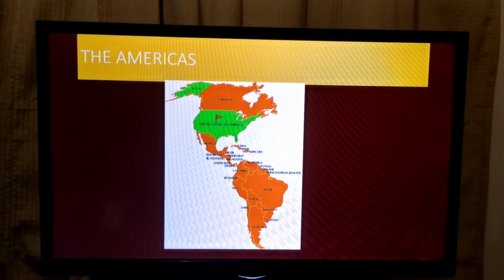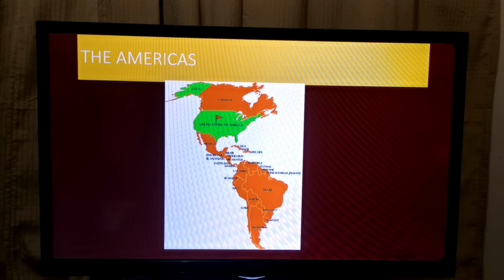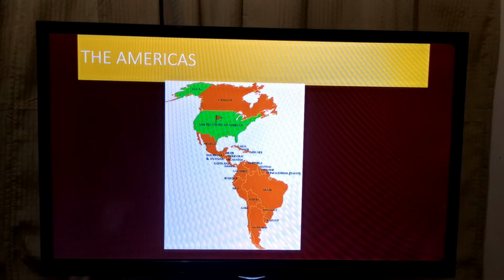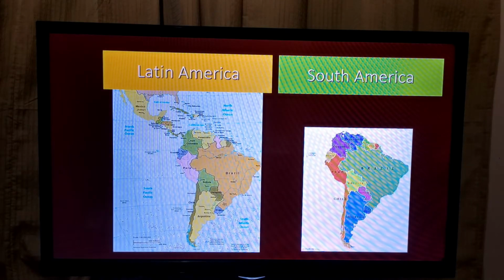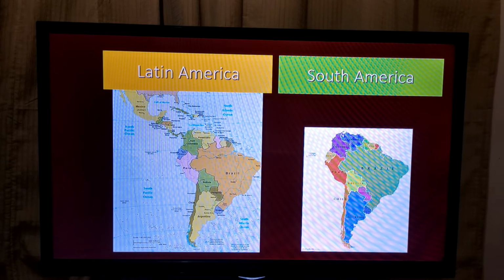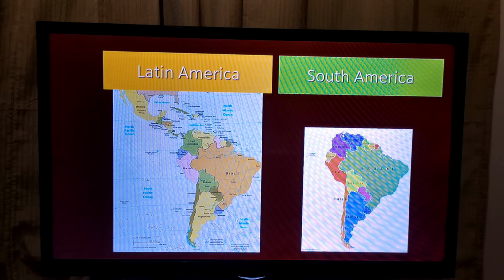This is the two continents of the Americas. Last time we talked about North America. So today we'll talk about South America. Now, a little background that you should know is that most people in the world now refer to South America as Latin America. So what's the difference when you say Latin America and South America?